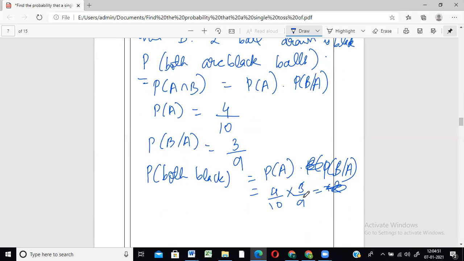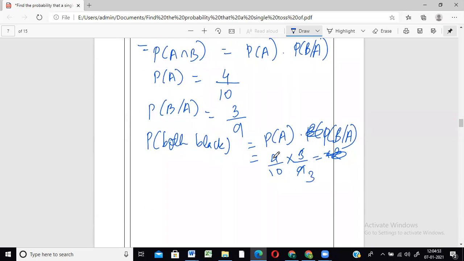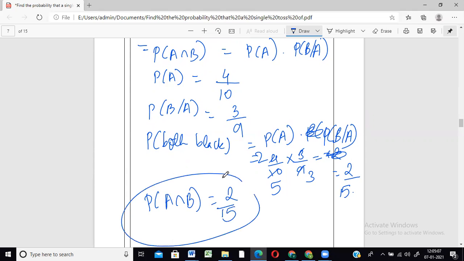3 ones are 3, 3 twos are 6, 2 fives are... So this is 2 by 15. Okay, so the probability that both are black balls, or A intersection B, is equal to 2 by 15. All right, so that's the probability. Yes. So the next one.